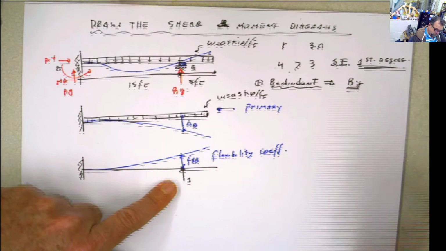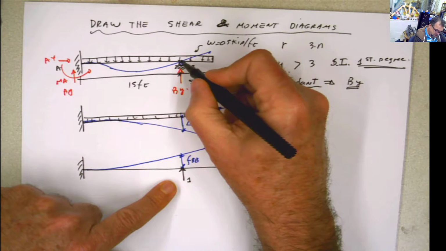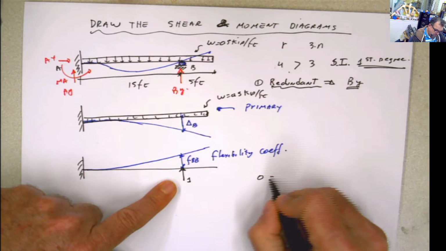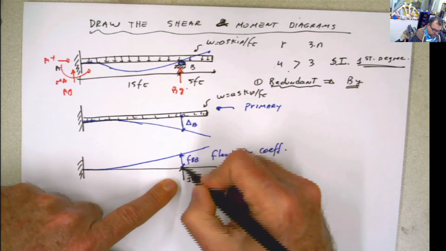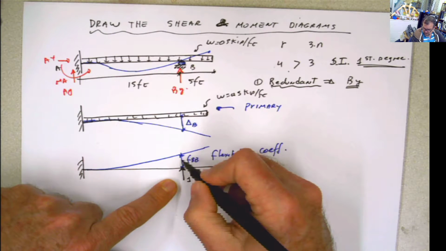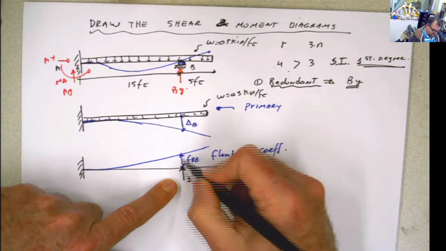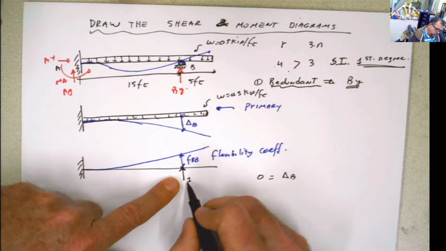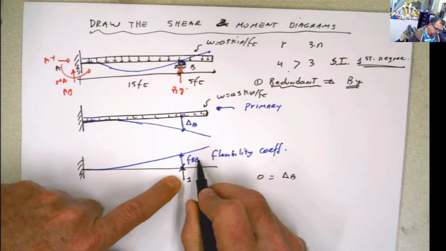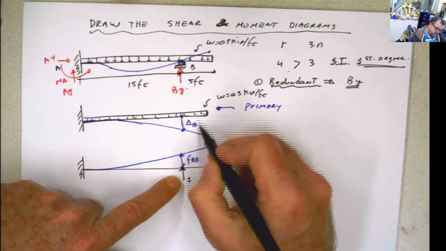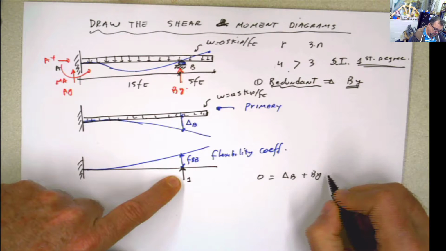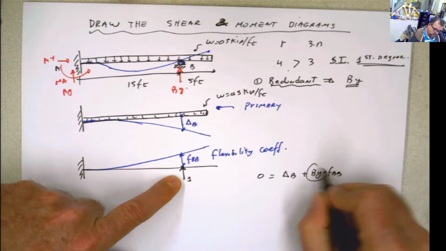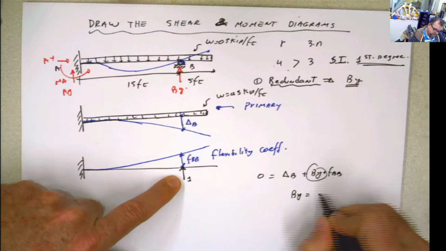Now, the total deformation has to be 0. So 0 has to be equal to this delta B plus what I need to push this up. And in order to push this up, if I push it with 1, I get FBB. If I push it with BY, I get BY times FBB. And from here, we can solve for BY.